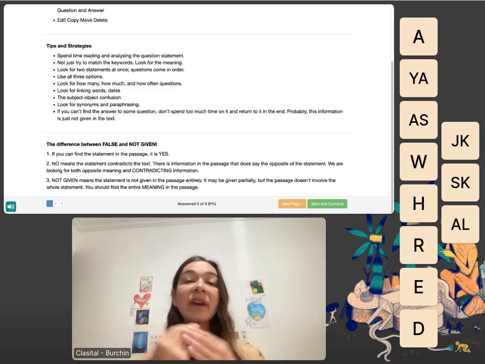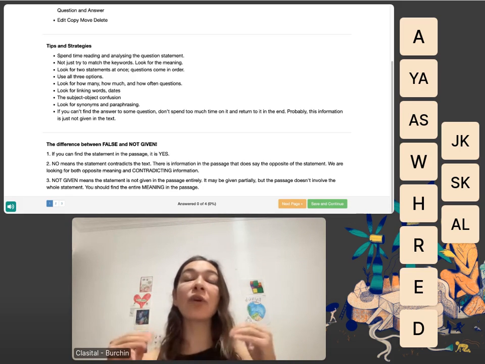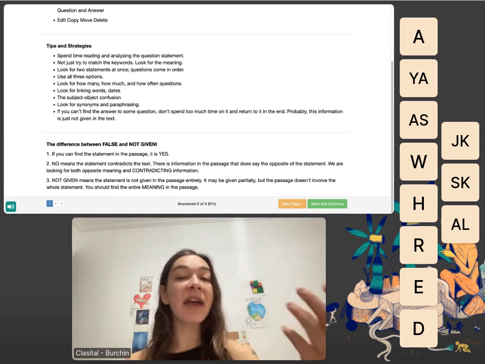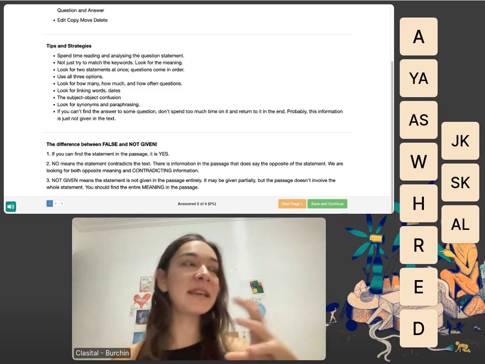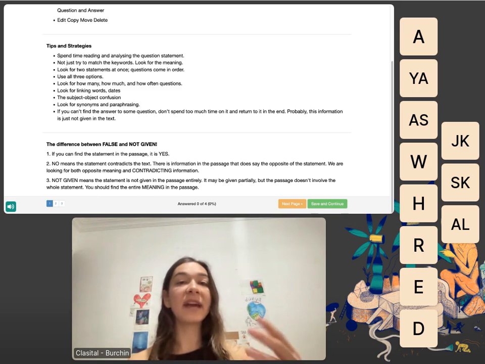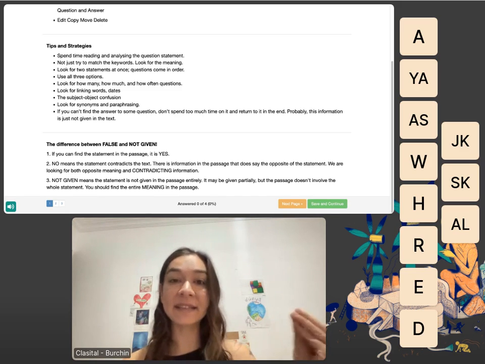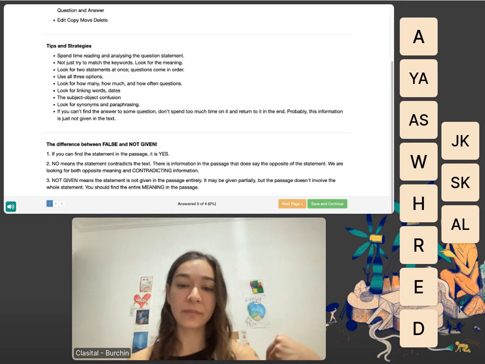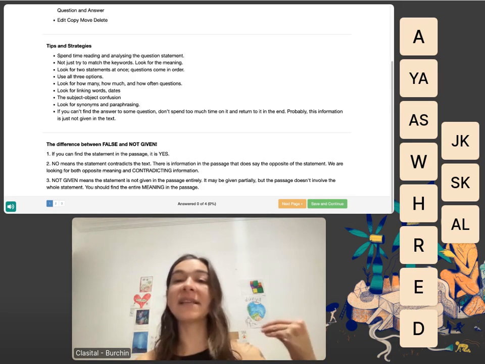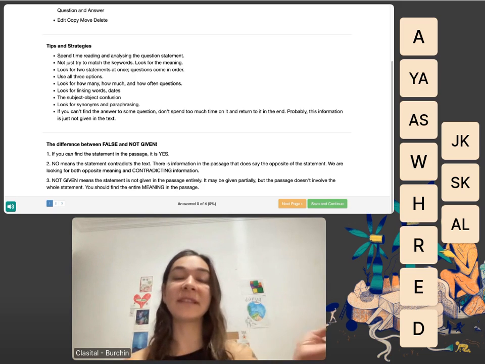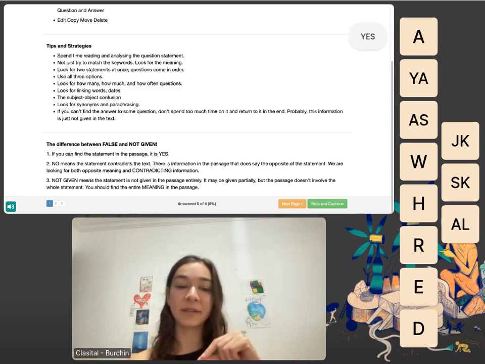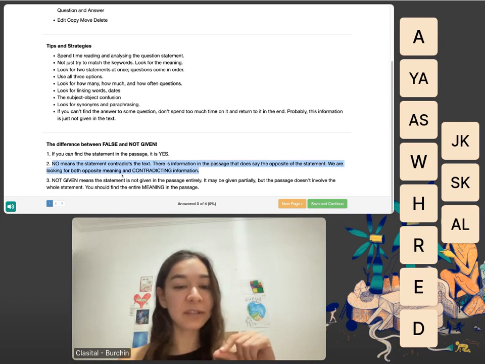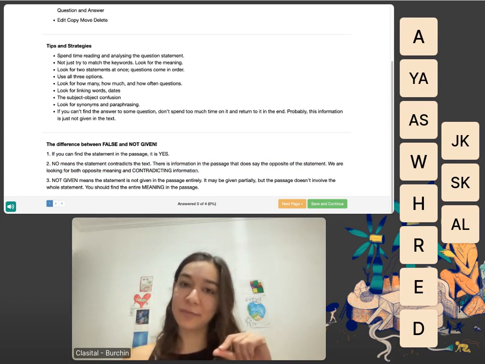No means there is a statement that contradicts the text. So we have evidence. We can see clearly that there is something against that information in the passage. It says the opposite of the statement. We are looking for both opposite meaning and contradicting information here.